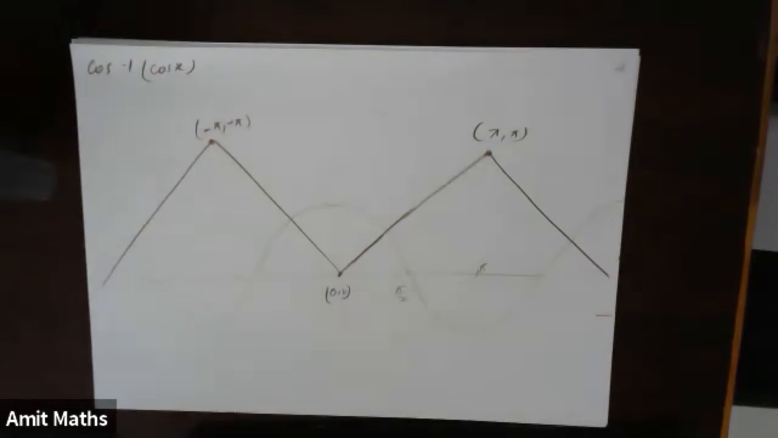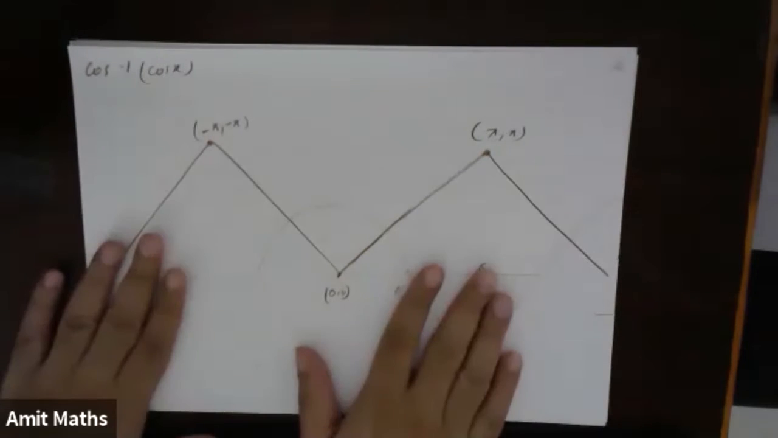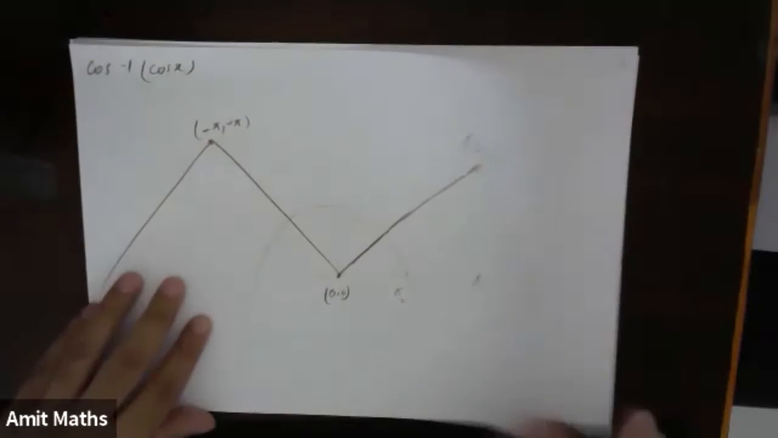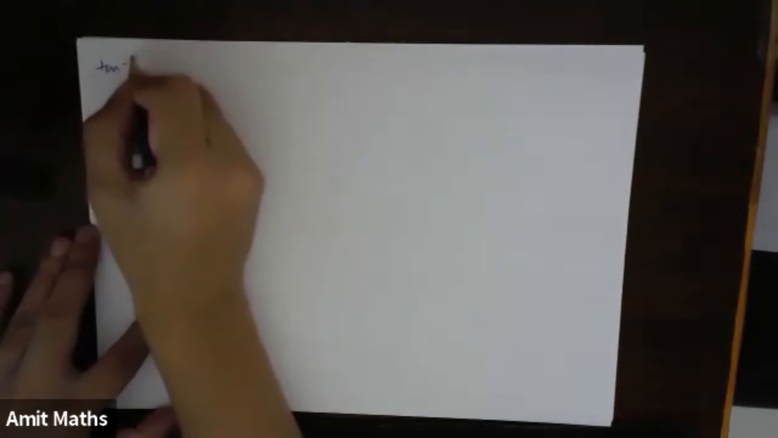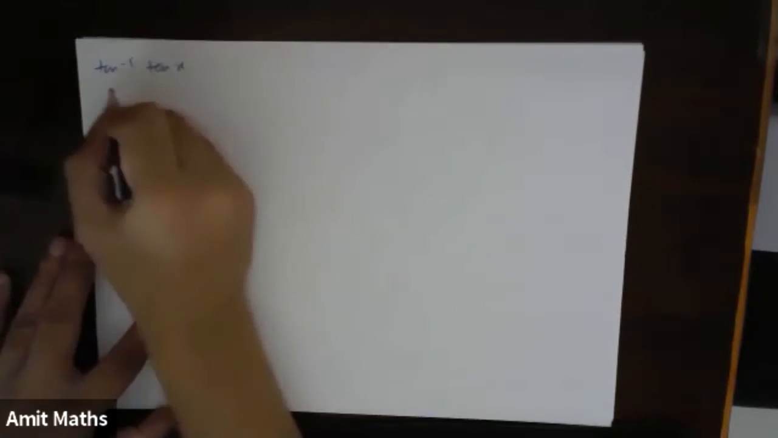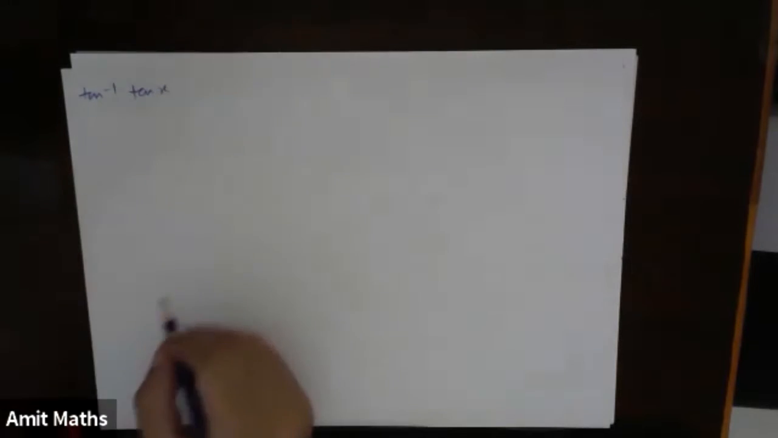Understood? Fine. Now the way you have drawn this one, I want you to draw the graph for tan inverse of tan x. This is a little bit different, because it is discontinuous. It is not continuous. Just check for this one. You should be able to draw.